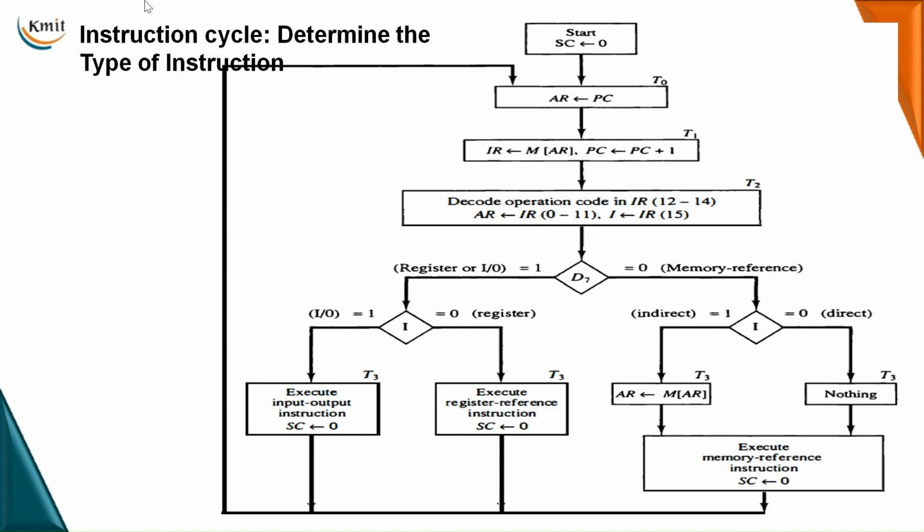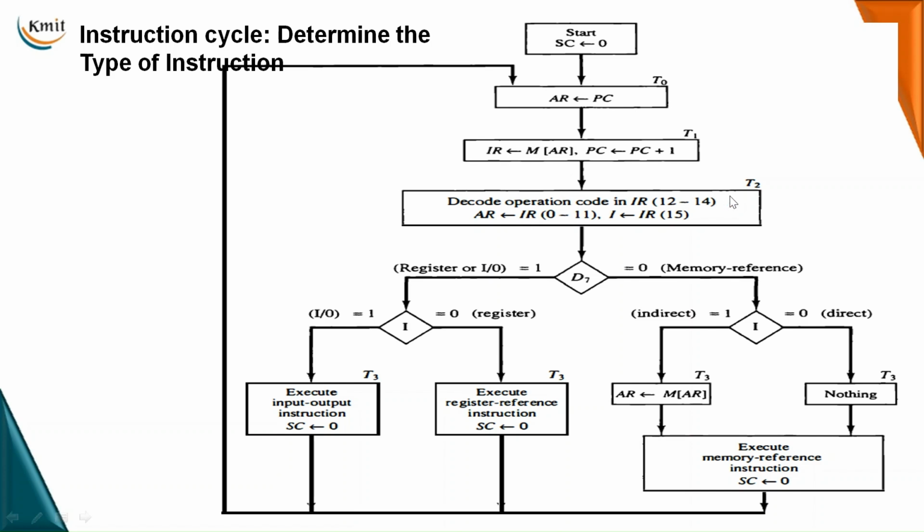This is a representation of the instruction cycle in the form of a flow chart. Initially the sequence counter is 0. At timing signal T0, the PC value is copied into the address register. At timing signal T1, the contents at the address specified by the address register are copied into the instruction register. That means the instruction residing at that address of the memory is copied into the instruction register, and the PC value is incremented by 1.